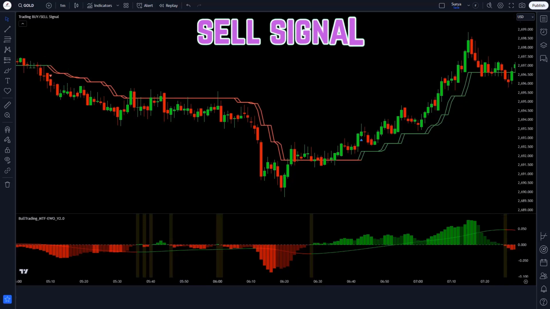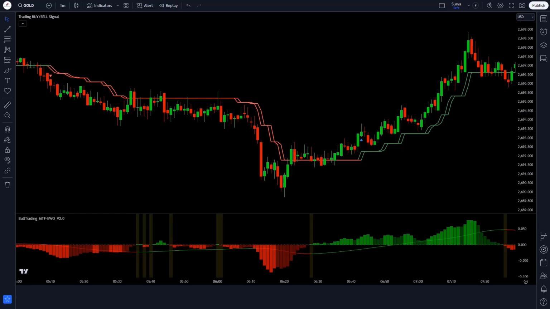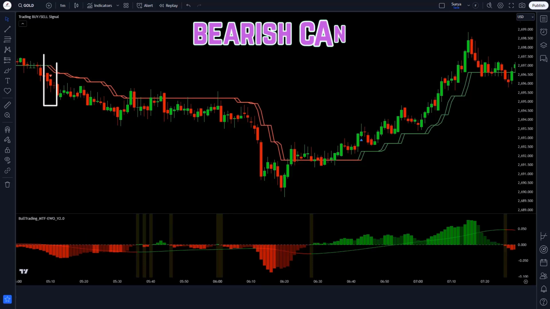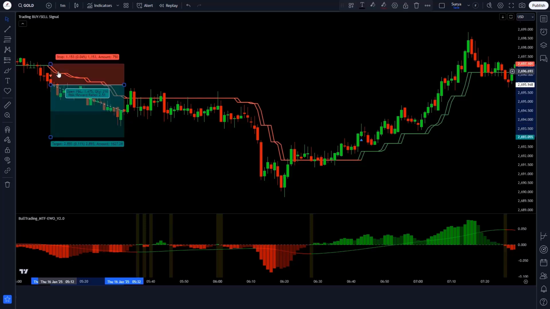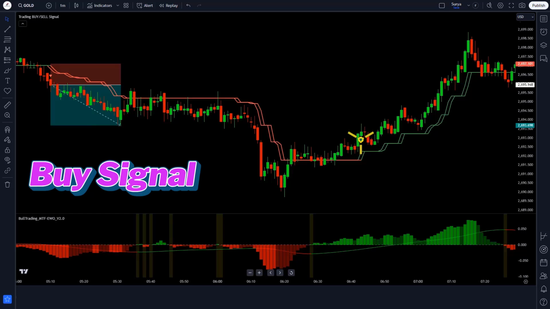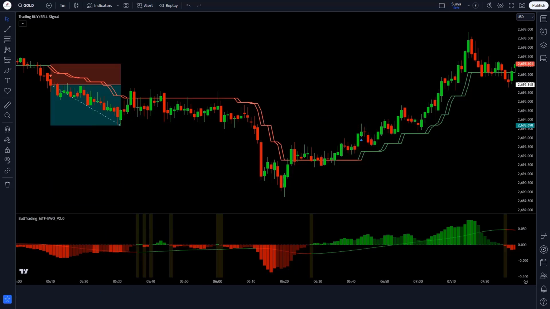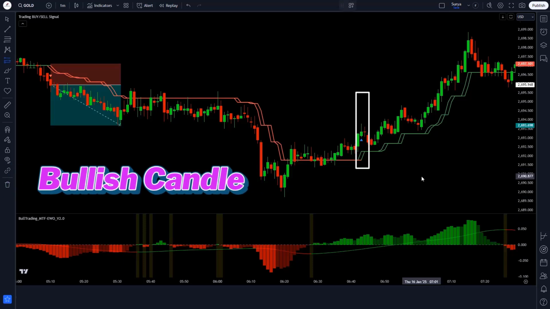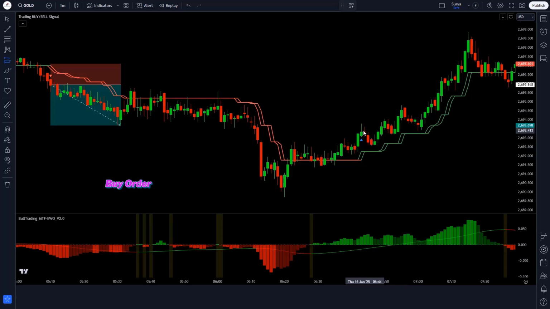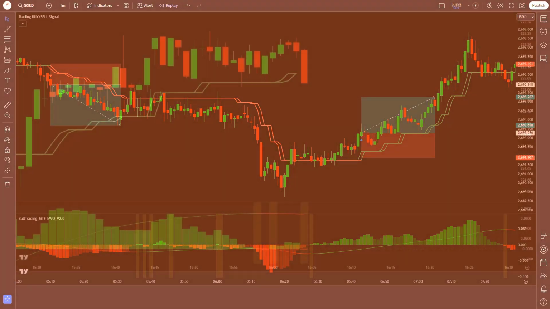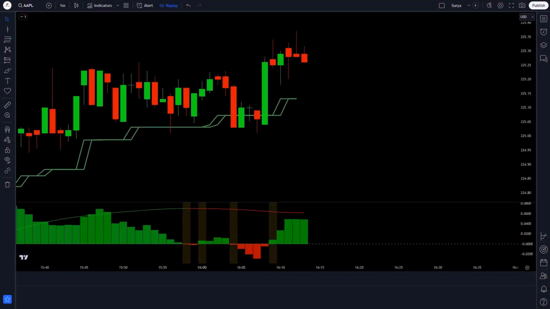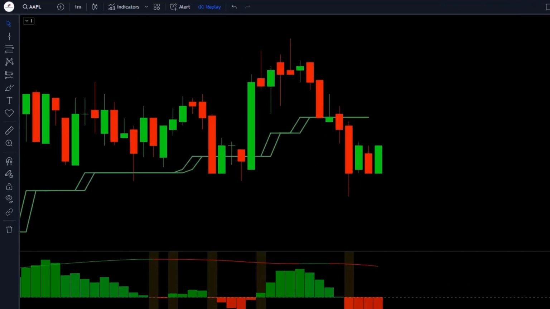When the Trend Buy Sell Signals Indicator gives us a sell signal, when the Bull Trading Elliott Wave Oscillator Indicator has created a red histogram, when the market creates a bearish candle, if this condition is met, then we will take a sell order. And when the Trend Buy Sell Signals Indicator gives us a buy signal, when the Bull Trading Elliott Wave Oscillator Indicator has created a green histogram, when the market creates a bullish candle, if this condition is met, then we will take a buy order. I hope you have understood this example of the strategy. If not, then it's okay. We are going to see examples of test trades so that you understand for sure.